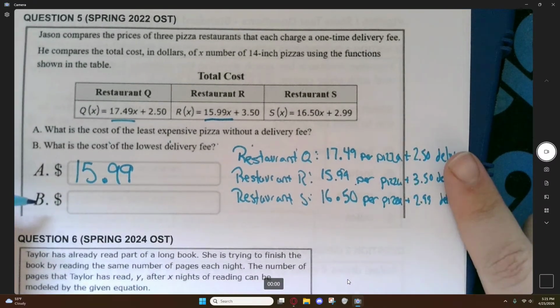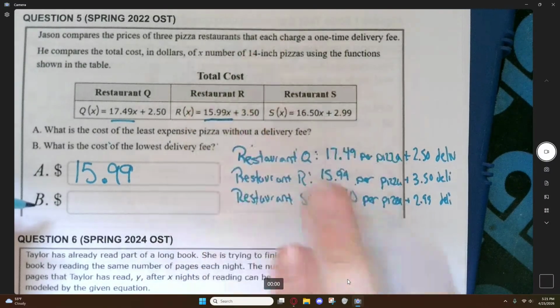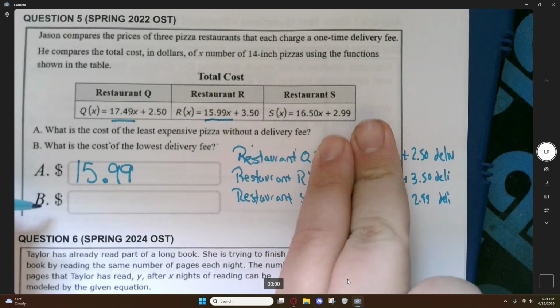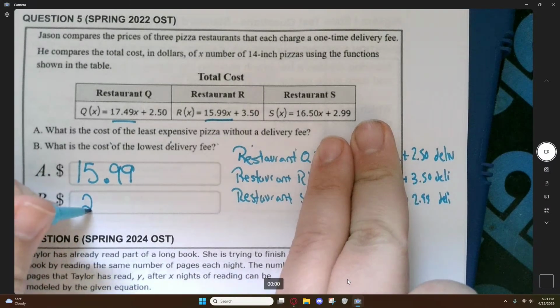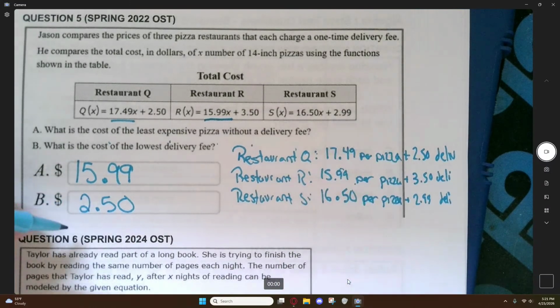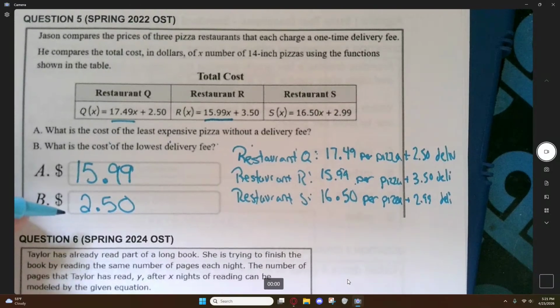What is the cost of the lowest delivery fee? Ignore the pizza. It's $2.50 from restaurant Q. That's it.